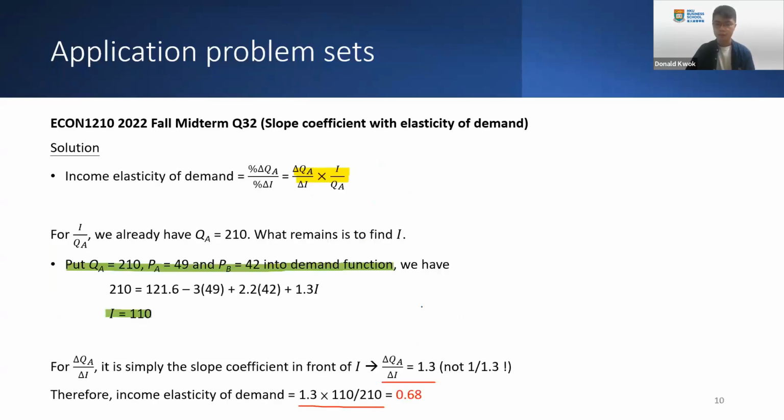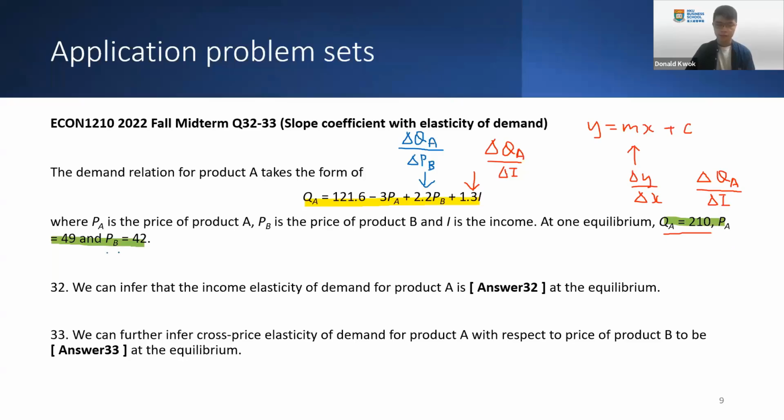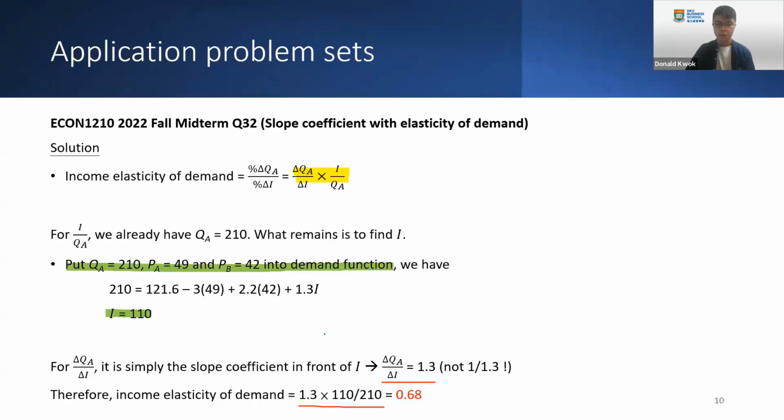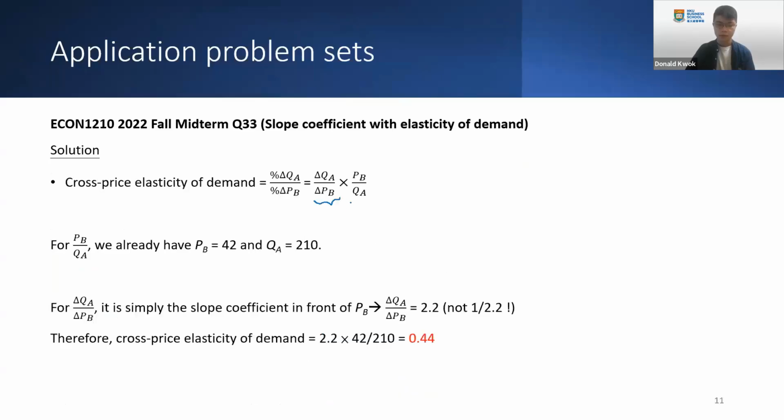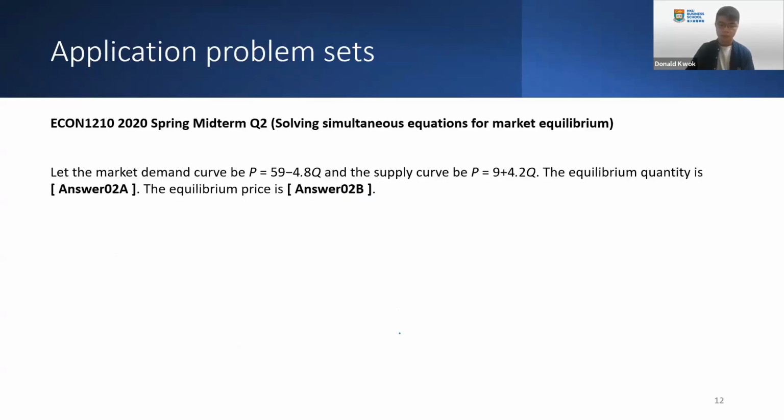Nothing to worry about that because both are directly given. PB is 42 and QA is 210. So we have all the information in the cross price elasticity of demand, delta QA over delta PB times PB over QA. So we can calculate that to be a value of 0.44. All right, so hope that's fine for you, and we'll move on to the next problem.